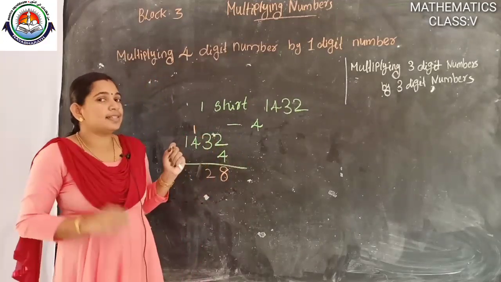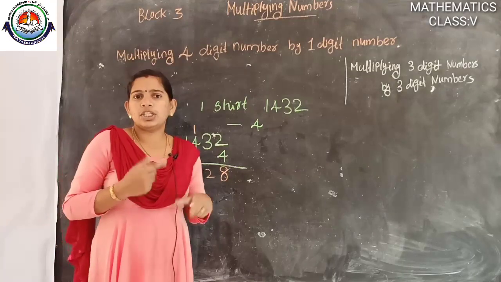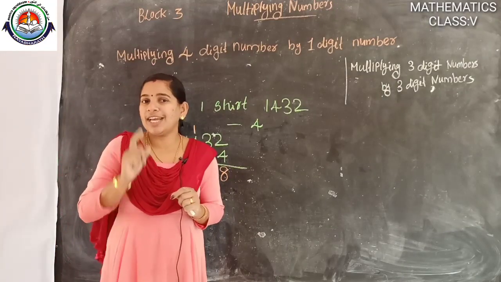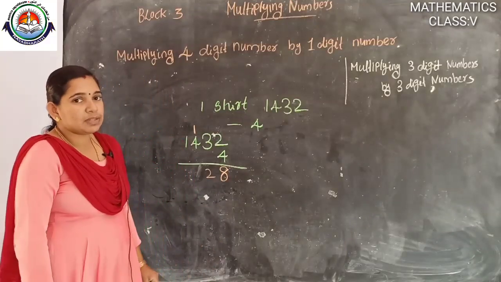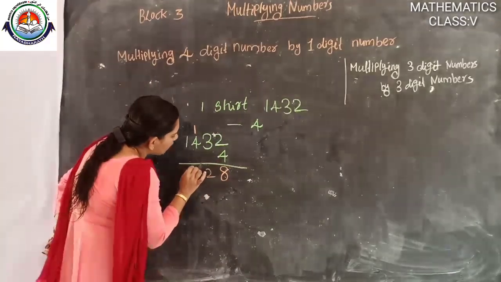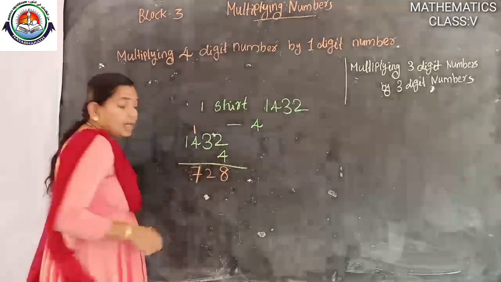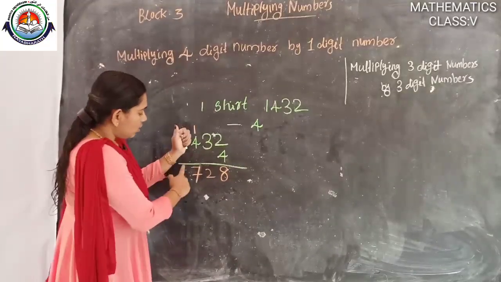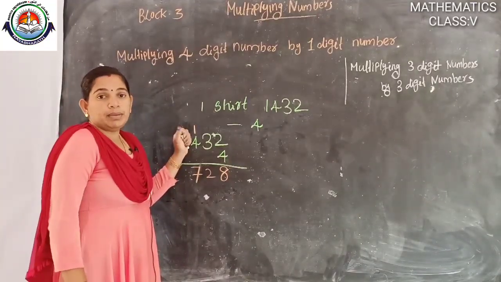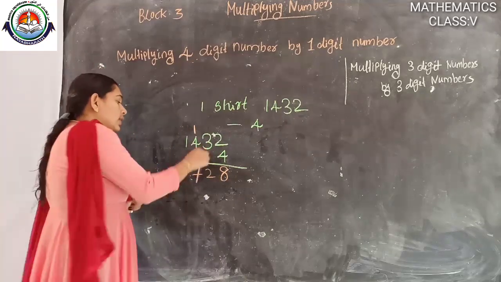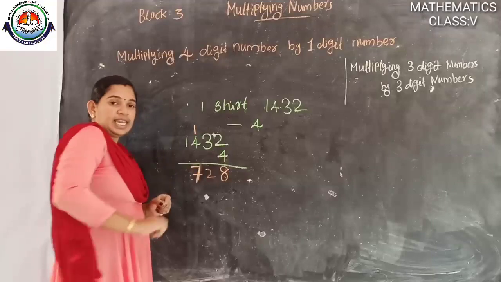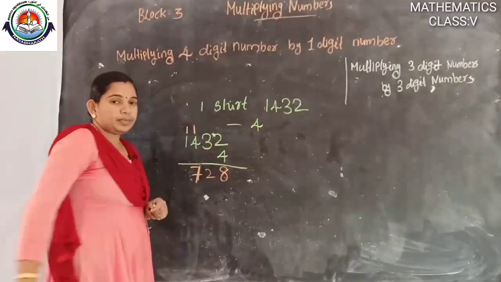Then the 1 carry and the 16. Plus or minus? What do we do? Yes, plus. 16 plus 1. What is the value of 16 plus 1? 17. So we write 7. In 3-digit numbers we write 17 fully here, but here one more digit is there. So this 17, 7 we write here, 1 as a carry.